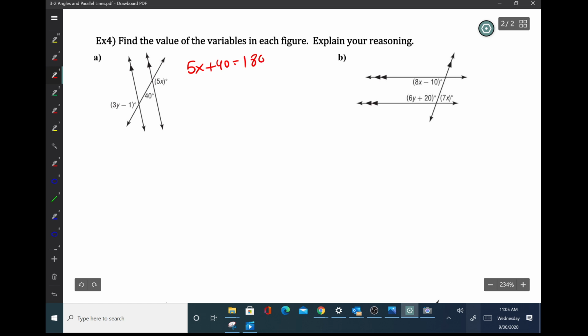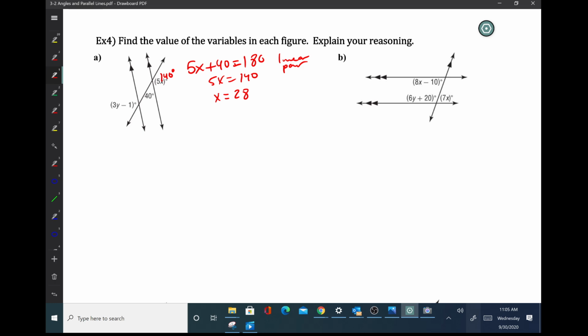How do I know that, somebody? Linear pair. They're a linear pair. So I know because of a linear pair, right? So I know that 5x must equal 140. So x must be 28. Okay? So if x is 28, then 5x must be 140. So this is 140 degrees now, right? I know that's 140 degrees.